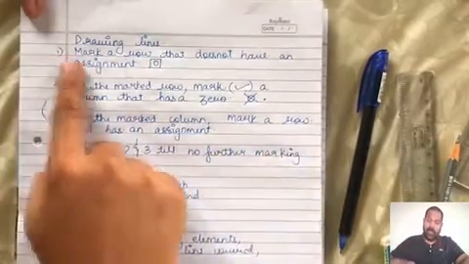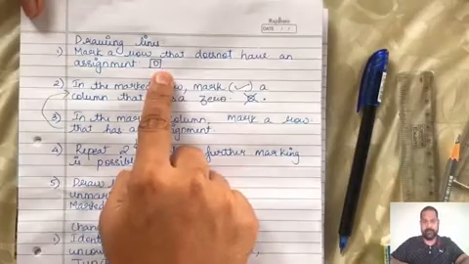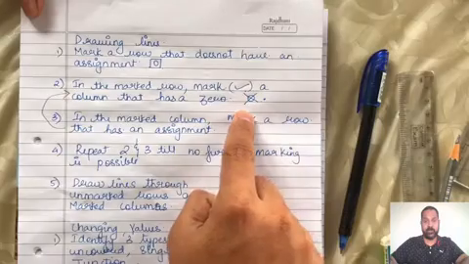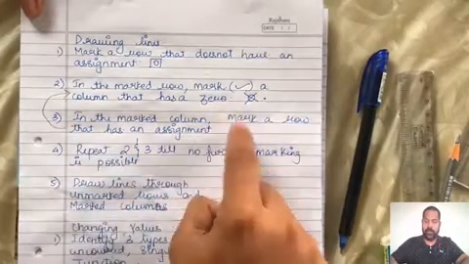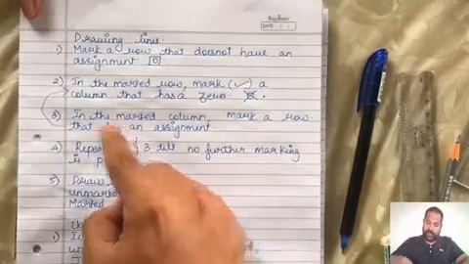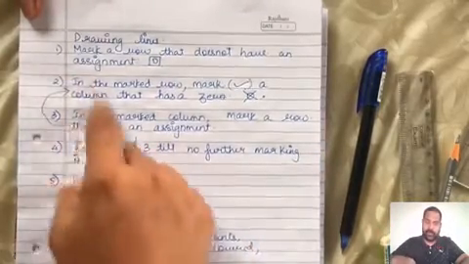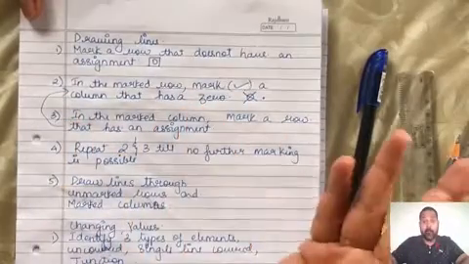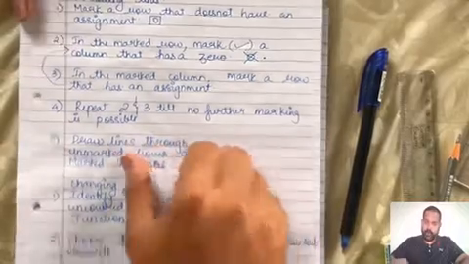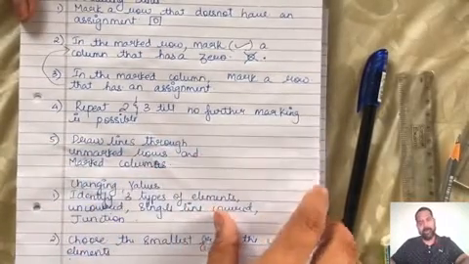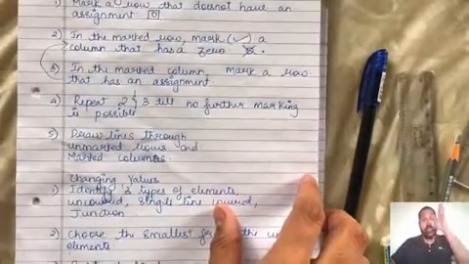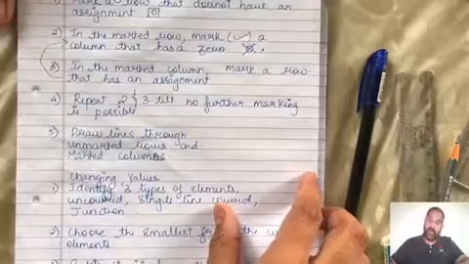How? Mark a row that does not have an assignment. In the marked row, mark a column that has a 0. In the marked column, mark a row that has an assignment. After doing this, keep repeating steps 2 and 3 over and over again till you come to a point where no more marking is possible. Draw lines through unmarked rows and marked columns. So look at what the unmarked rows are, draw lines through them. Look at what the marked columns are, draw lines through them.